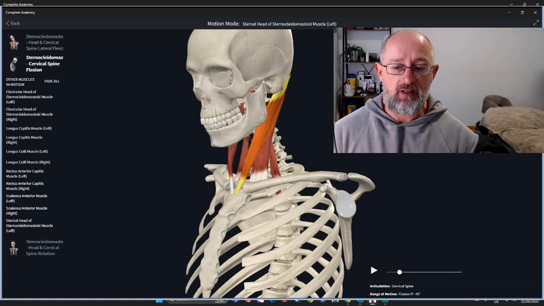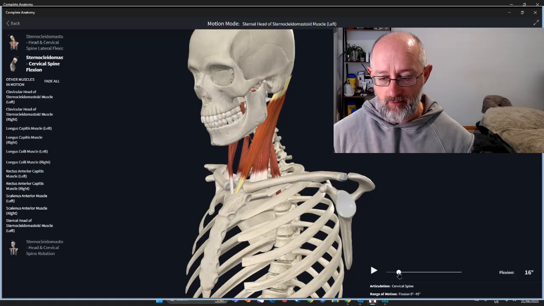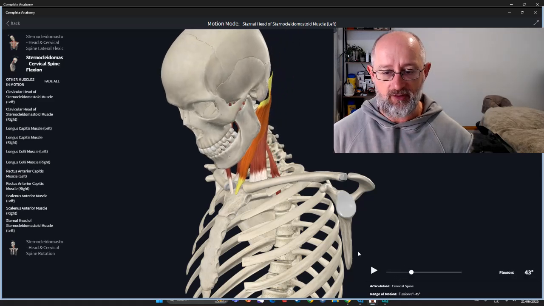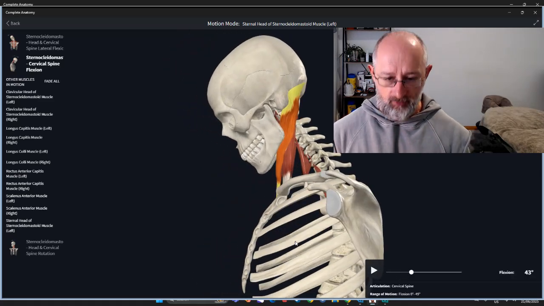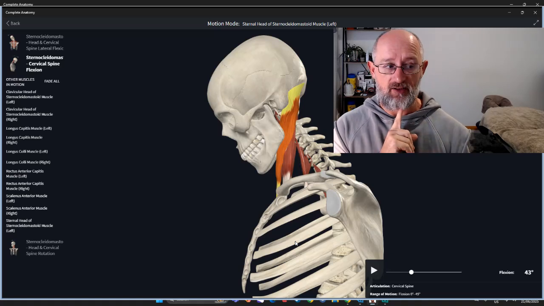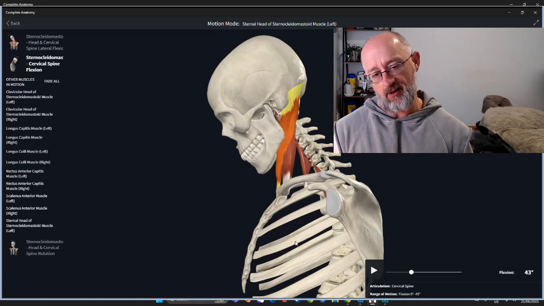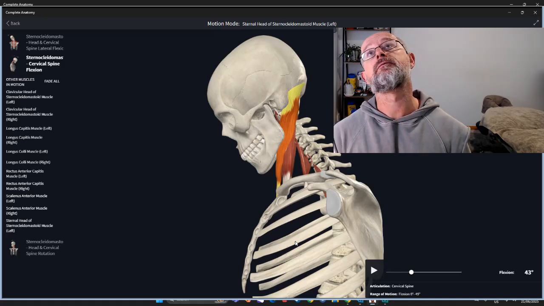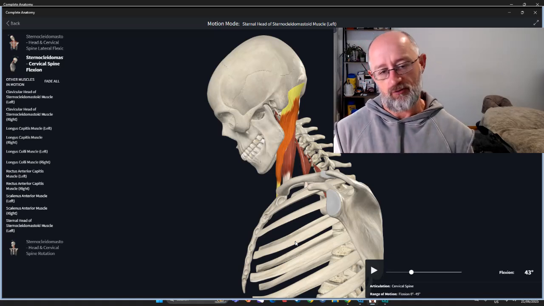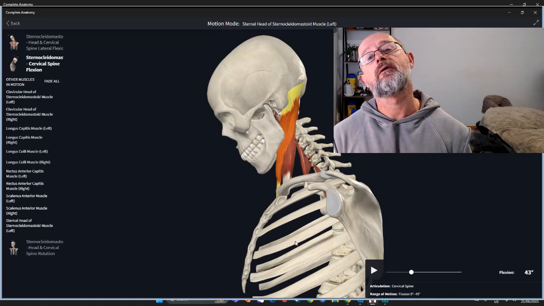To stretch this one, we need to go the other way. We need to look up. So if the full range of movement here is going to be flexion, looking down, essentially what we need to do there is look up. Okay. So to get into your SCM, you're going to need to laterally flex to one side, and then you need to look up. So that's part 2. So laterally flex to one side, so tilt your head to one side, and then look up.